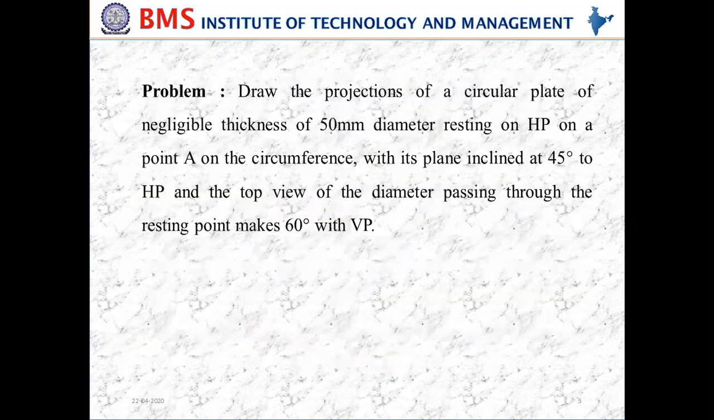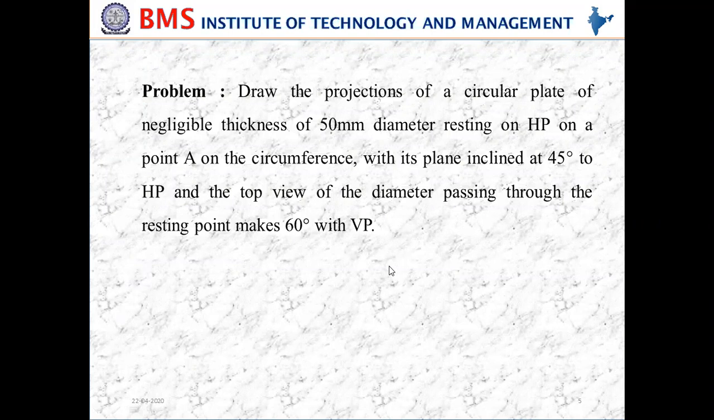So here, draw the projections of a circular plate of negligible thickness, which is 50 mm diameter, and resting on HP on a point A on the circumference, with the plate with its plane inclined at 45 degrees to HP, and the top view of the diameter passing through the resting point makes 60 degrees with VP.